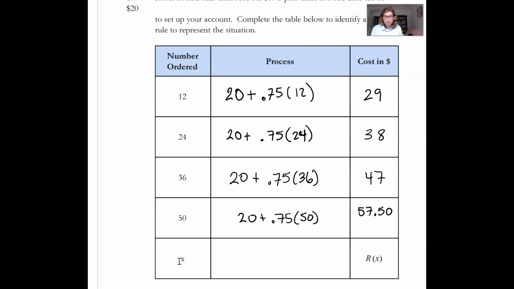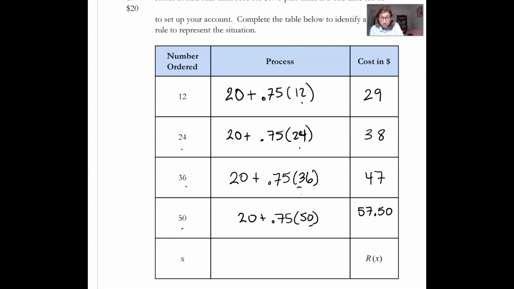So for each of our next two rows, same process. It's a $20 fee to get started, create your account, and then it's 75 cents per rose. So we do 20 plus 75 cents times the number of roses, which will give us our cost. Now, this last line has X, and I want you to see what we did: 12 and 12, 24 and 24, 36 and 36, 50 and 50.